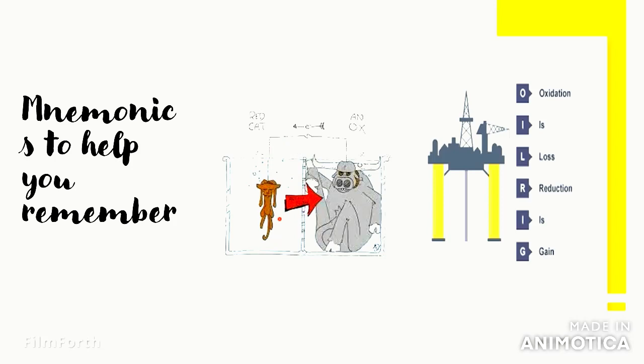If you remember RED CAT and AN OX, you will know that reduction takes place at the cathode, oxidation takes place at the anode.